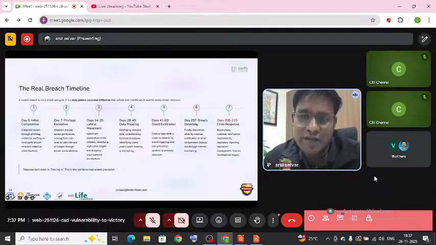And the crisis response starts from day 208 to 210. So just imagine, from day 0 to day 210, we wait almost 6 to 8 months while hackers are inside the organization, trying to get all the data. So please understand, attackers don't break in, they log in. This is why resilience must exceed prevention. The way we are detecting and responding is completely wrong.